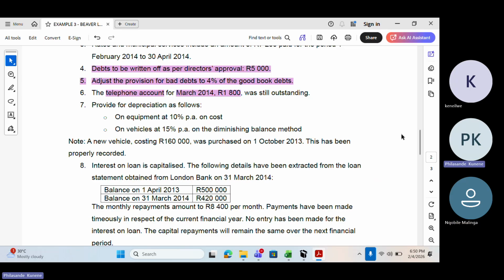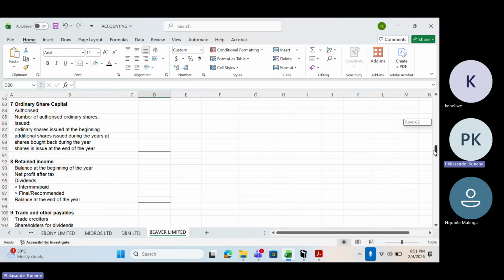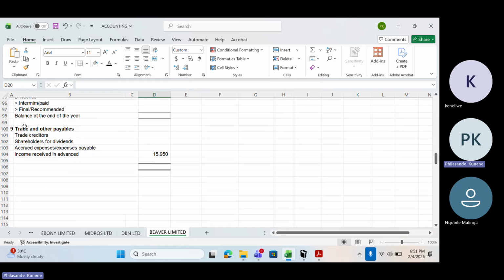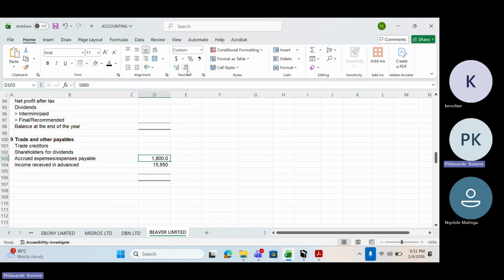Trade and other receivables or trade and other payables? Payables. Come again? Trade and other payables. Exactly. Trade and other payables. 1,800 will need to go to note number 9 for trade and other payables. You can see there, trade and other payables are in note number 9. There are accrued expenses here. Accrued expenses or expenses payable, 1,800 needs to go there. Can you see? It's part of trade and other payables.